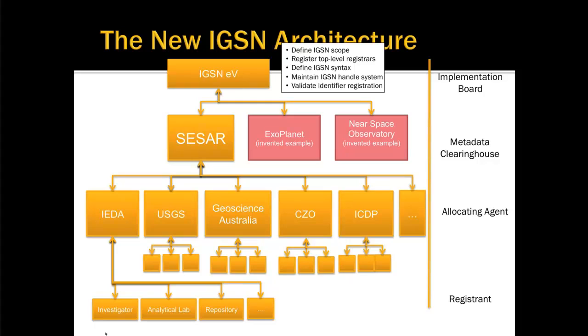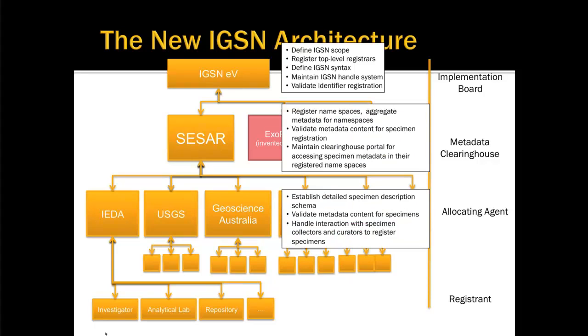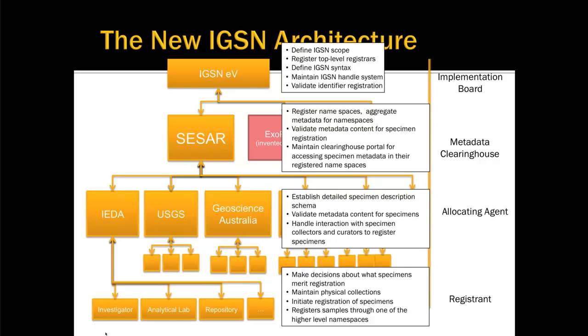And let me just run through this way faster. So we will have a metadata clearinghouse, a global catalog, still at SESAR, but then this federation of allocating agents who will provide the services to their specific user community, services for registration, for access to their samples, for the management of their sample metadata, and so on.